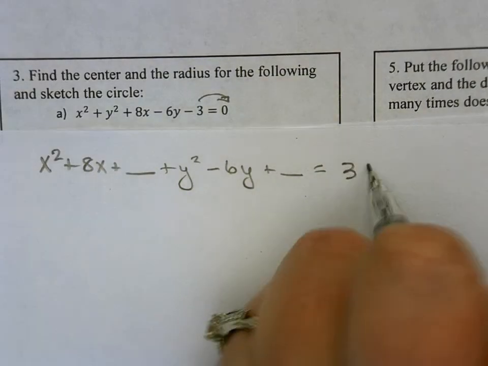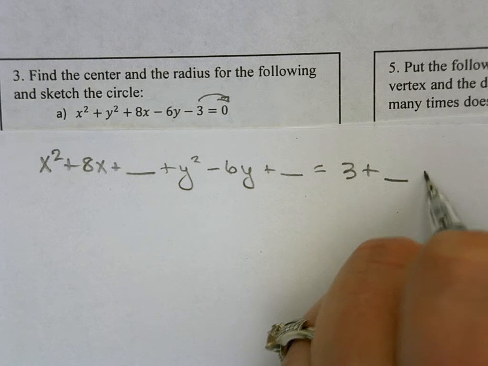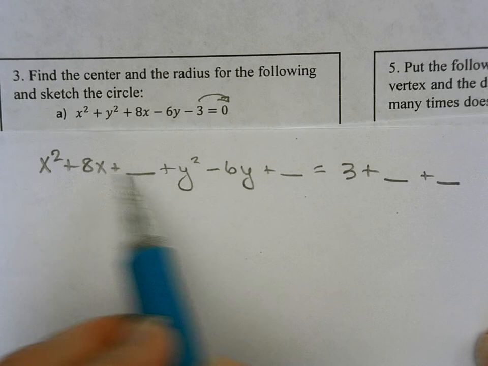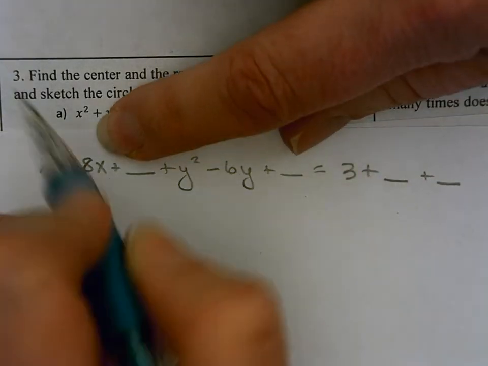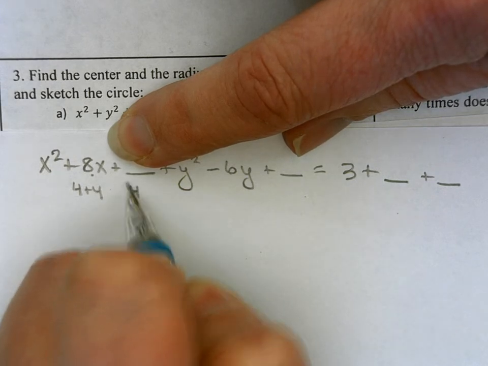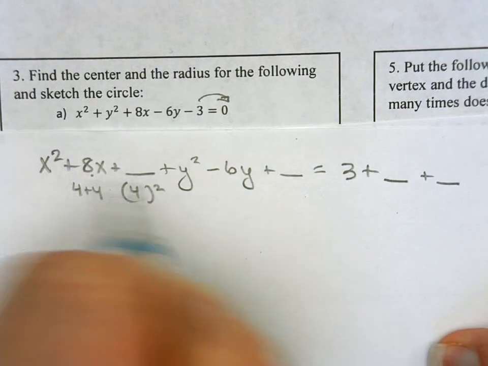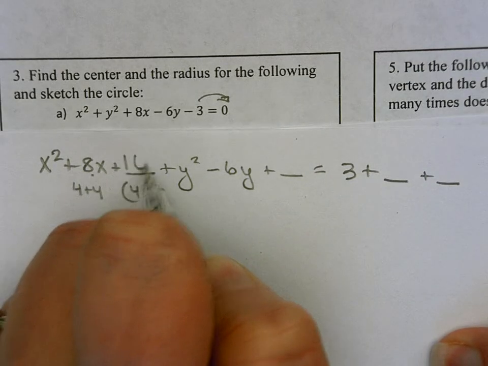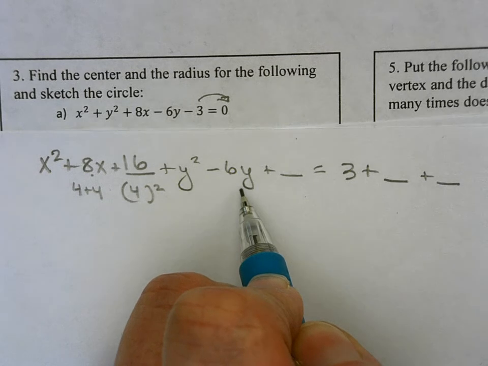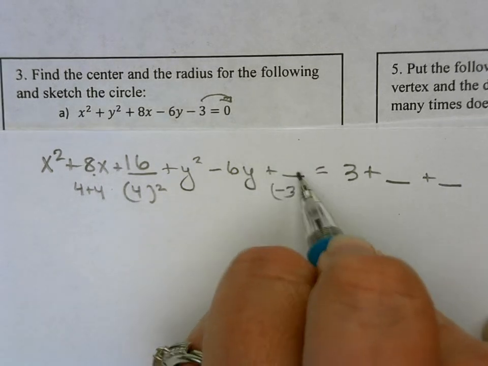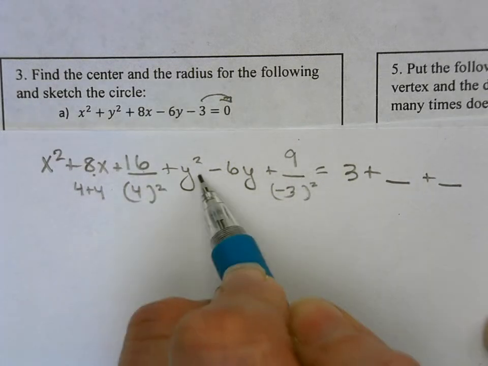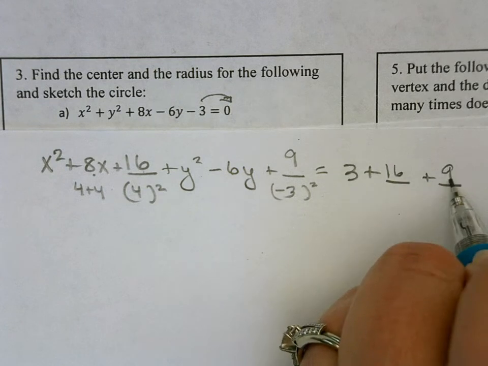When I add 3, whatever I add to the left, I also have to add to the right. In order to find the constant to complete the square, I'm trying to figure out what two numbers add together to give me 8. That would be 4 and 4, because I want to take half of 8 always. Then 4 times itself is going to be my constant to have a perfect square trinomial. The same thing here: I'm going to take half of negative 6, that's negative 3, and negative 3 times itself will give me 9. So I added 16, there's no coefficient, and I added 9, no coefficient. So I'm adding 16 and 9.